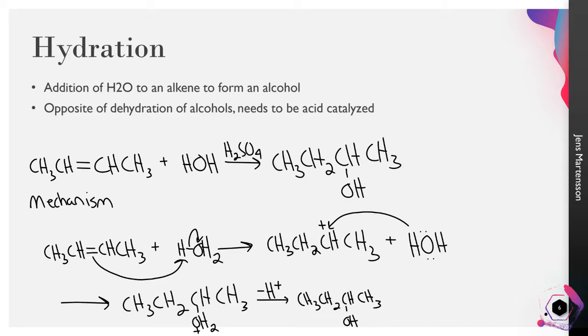So this mechanism is pretty much the same. There are 2 extra steps just because of that OH not being a good leaving group. So there are just a few extra things we have to do, but the mechanism in general is the same. So you start with your alkene.